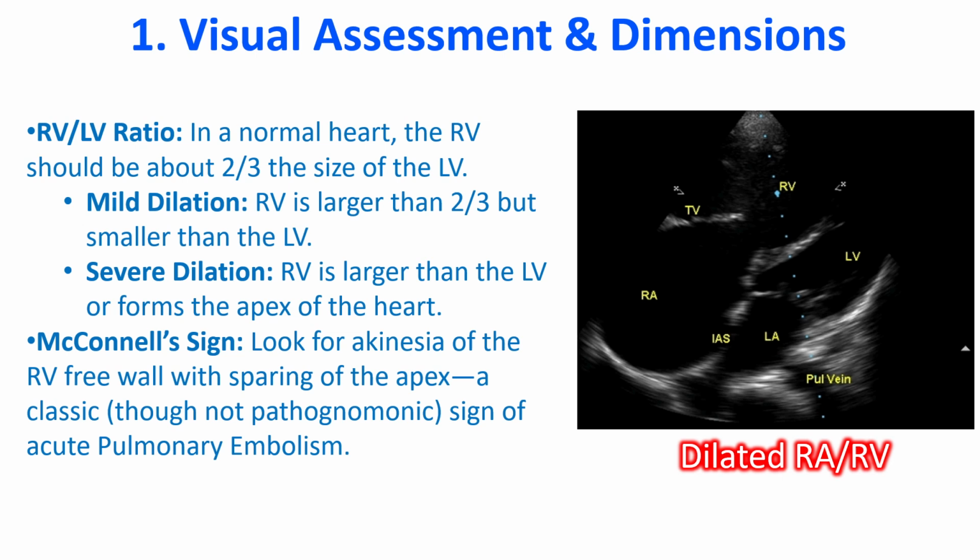McConnell's sign. Look for akinesia of the RV free wall with sparing of the apex, a classic, though not pathognomonic, sign of acute pulmonary embolism.